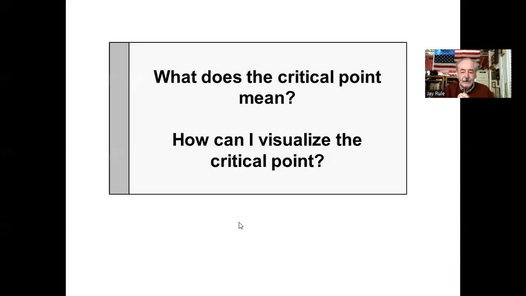And so what I'd like to talk a little bit about and help you visualize is, what does the critical point really mean? What does that red dot mean? And how can I visualize it? Is there a way I can visualize the critical point on the vapor dome?